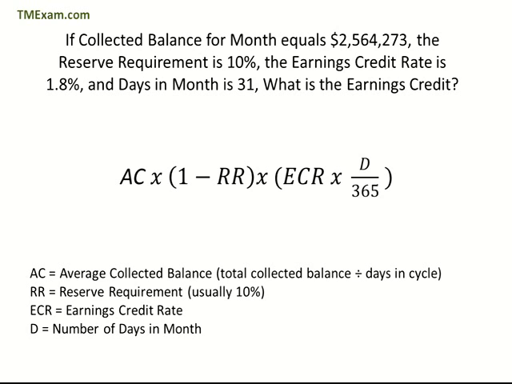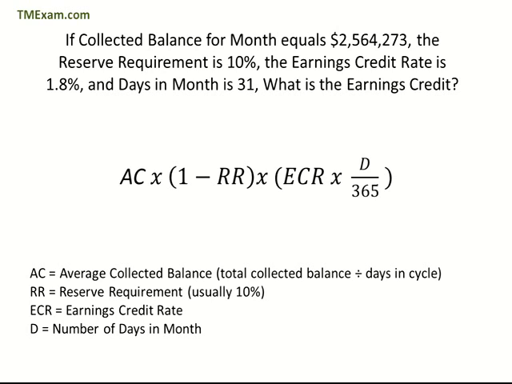So here's a question that actually comes from tmexam.com. If the collected balance for the month equals $2,564,273, the reserve requirement is 10%, which is normal, the earnings credit rate is 1.8% per year, and the days in the month is 31, what is the earnings credit?